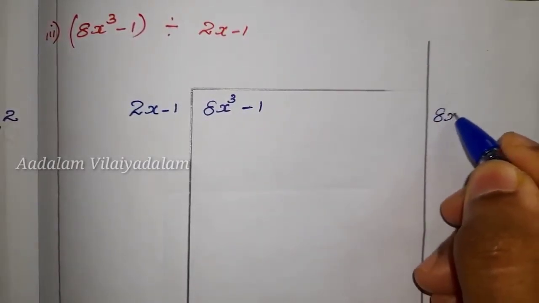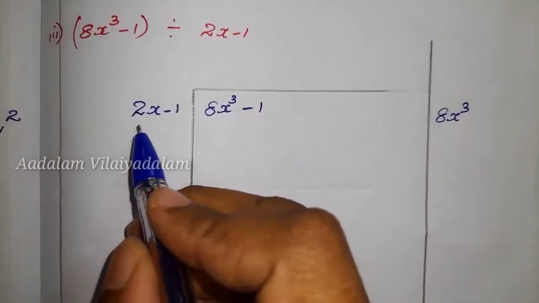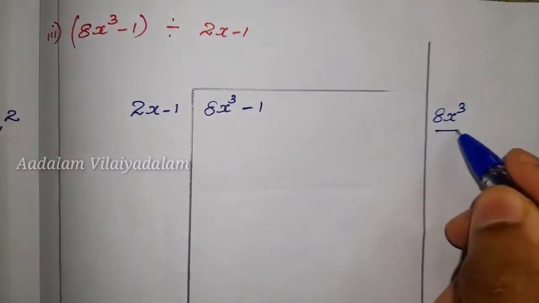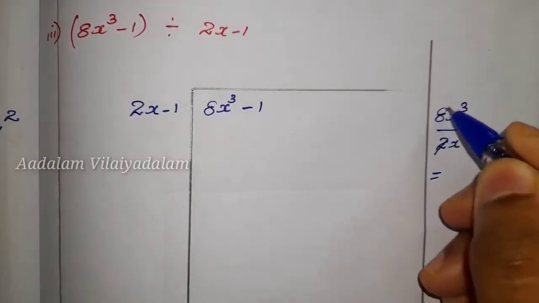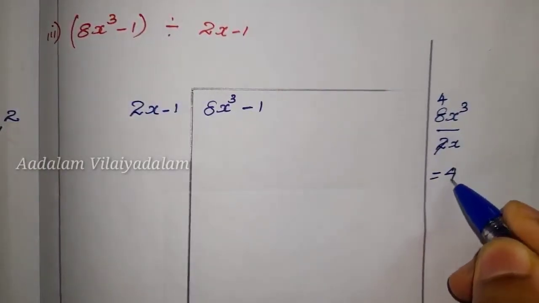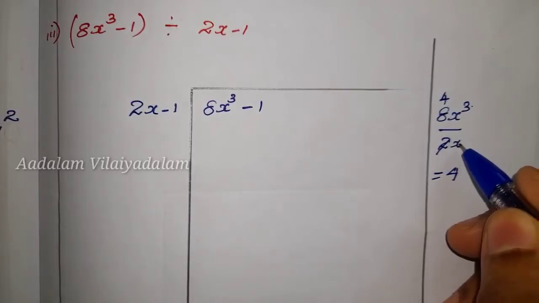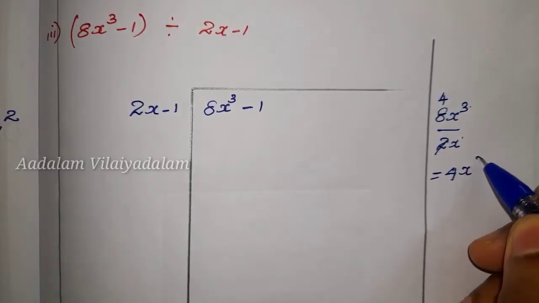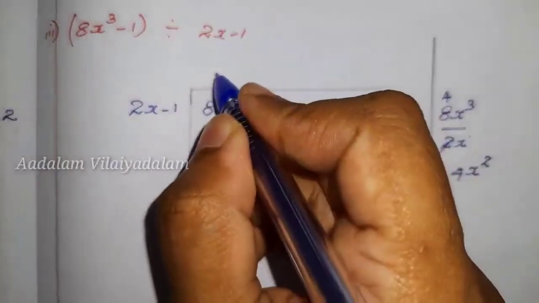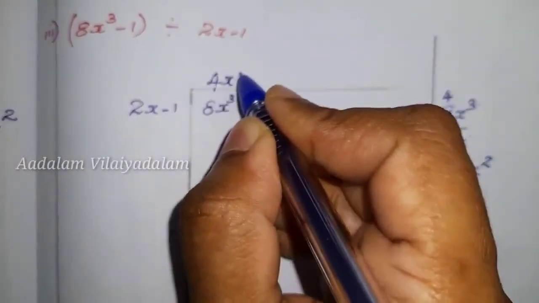So 8x cube, and in the divisor the first term is 2x. Divided by 2x, in the 2 table 8 is 4 times. So x power 3, this is x power 1. So 3 minus 1, so x power 2. The first term is 4x square.